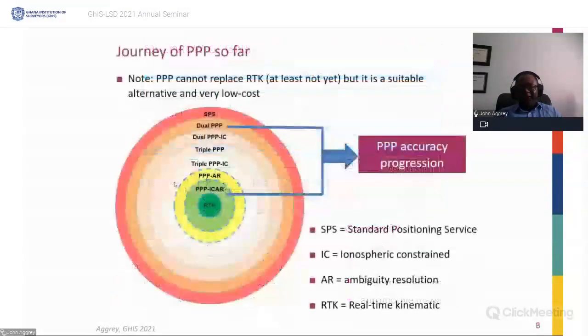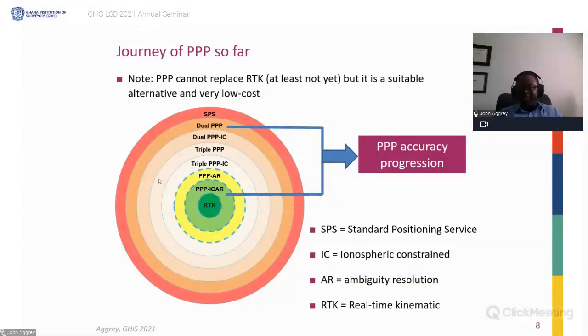So I hope this is a crash course. I don't expect everybody to be experts in it right now, but at least I hope it gives an idea of what PPP is being used for. And this particular diagram that I'm showing on my screen right now is to give you a taste of how much work has gone on for us to get to this level of accuracy.